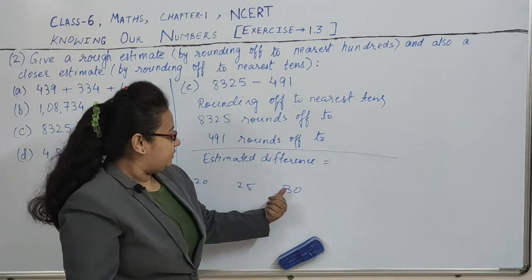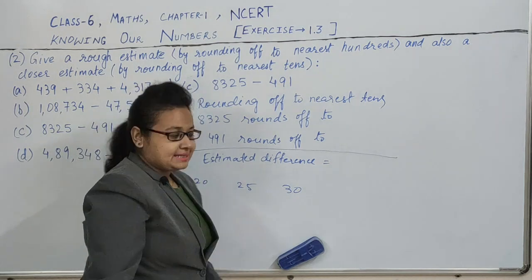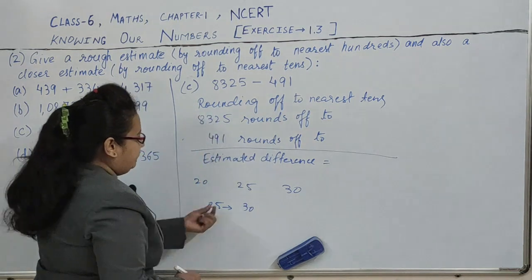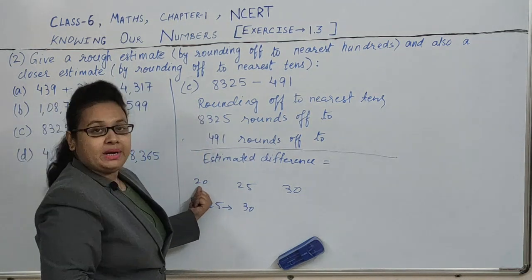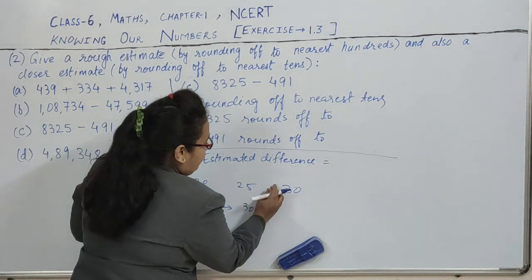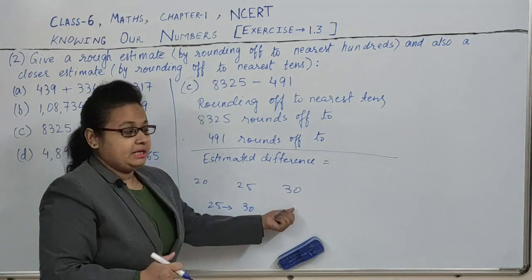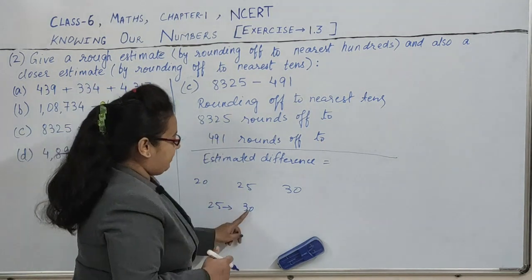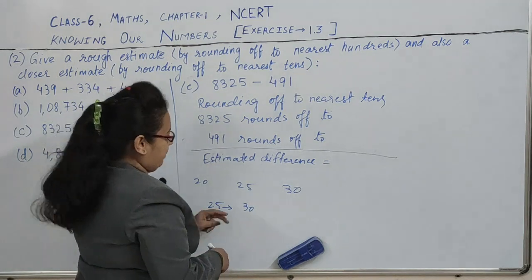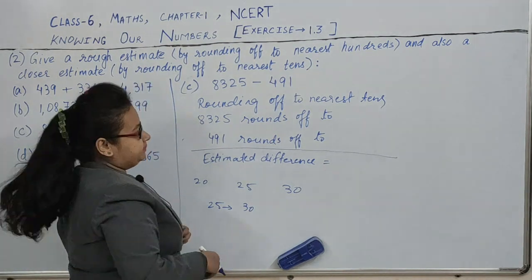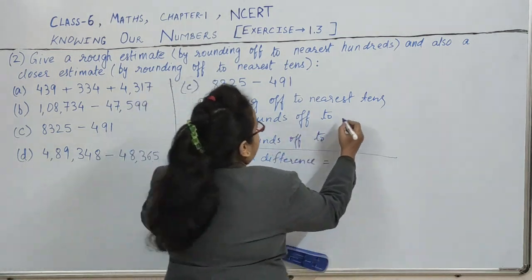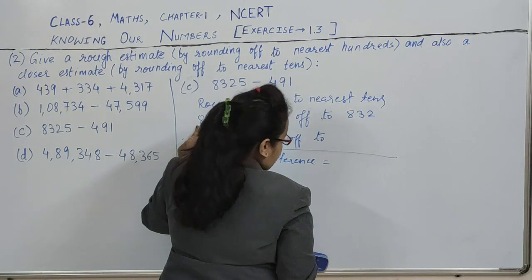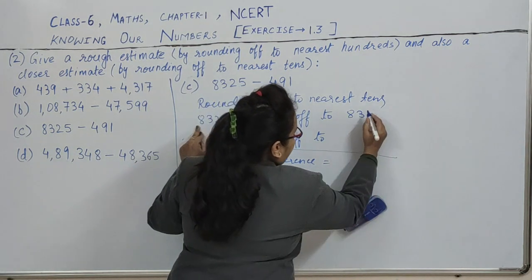So then what will we do? The middle number is rounded off to the next number. So 25 will be rounded off to 30. If the number is less than 25, it is rounded off to 20. And if the number is more than 25, it is rounded off to 30. But if the number is 25, it is rounded off to the next number. So 25 is rounded off to 30. So this rounds off to 8330.